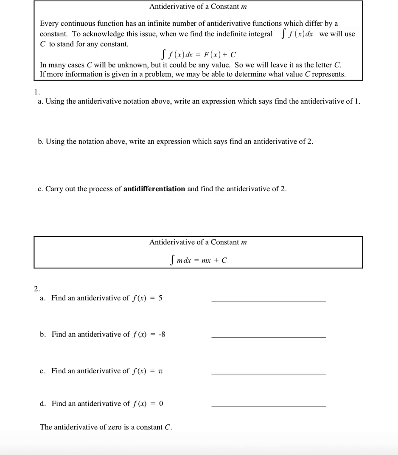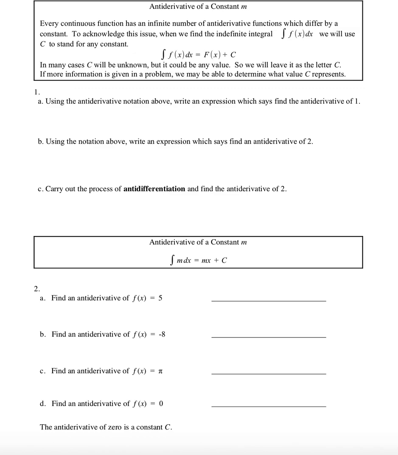In this section, we'll look at rules for antidifferentiation. Every continuous function has an infinite number of antiderivative functions, which differ by only a constant. And in order to acknowledge that issue, when we find an indefinite integral, what that means is we're going to be finding a family of functions. And we want to use the letter C to stand for any constant.